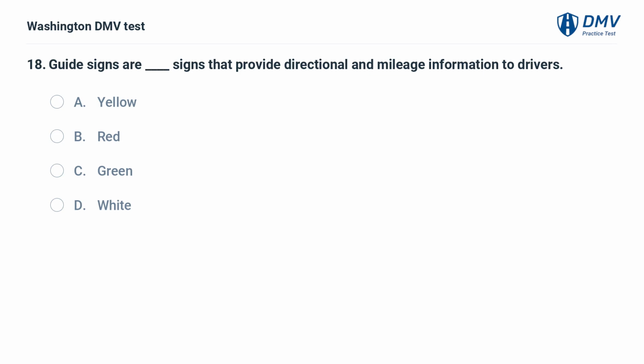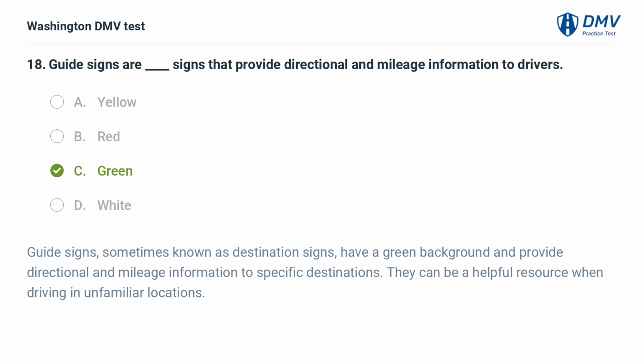Guide signs are fill in the blank signs that provide directional and mileage information to drivers. A. Yellow. B. Red. C. Green. D. White. C. Green. Guide signs, sometimes known as destination signs, have a green background and provide directional and mileage information to specific destinations. They can be a helpful resource when driving in unfamiliar locations.